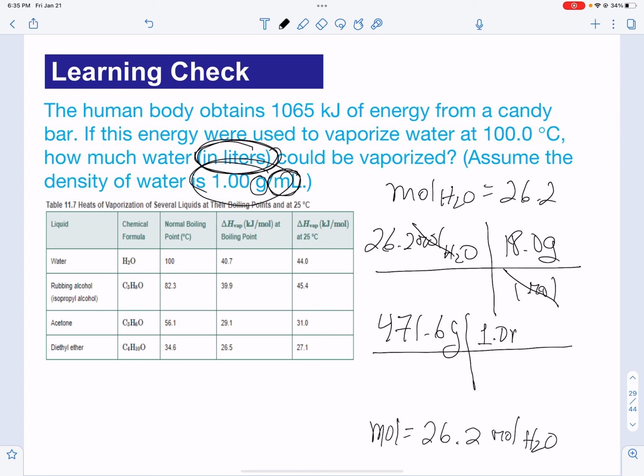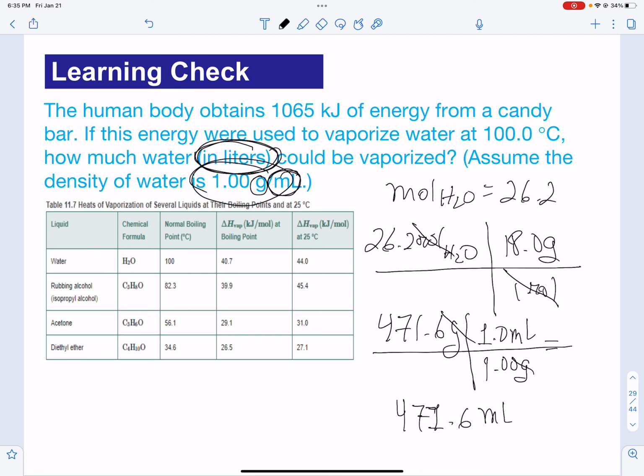Once I get those grams, given that I know the density, which is 1.0 milliliters for every 1.00 grams, that will give me the milliliters. And since we multiply by 1 divided by 1, I'm getting that I have 471.6 milliliters. And from here on, it's just a matter of changing this to liters. There's 1,000 milliliters in one liter. So 0.472 liters would be our answer.